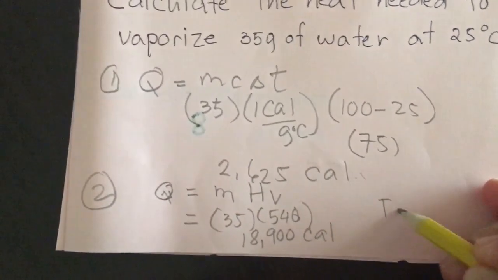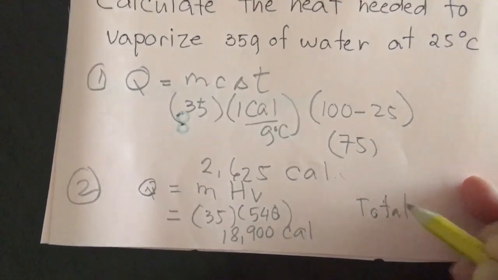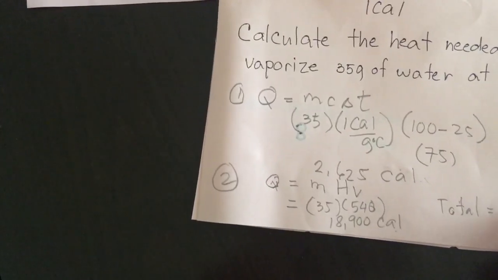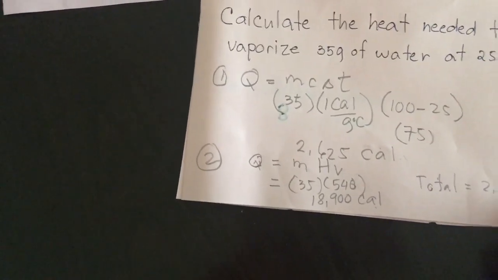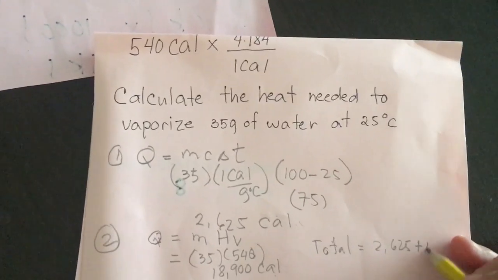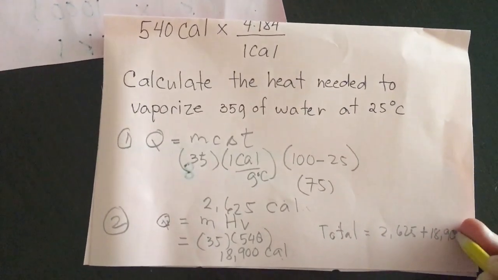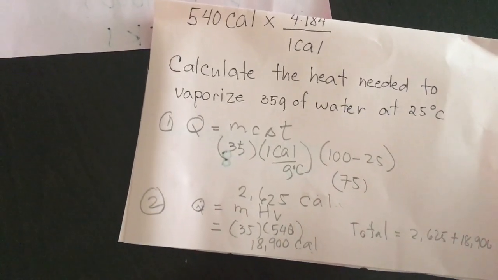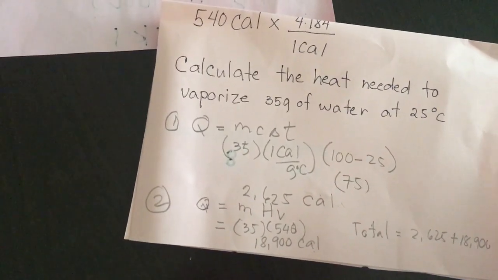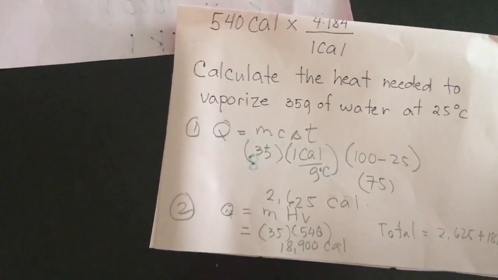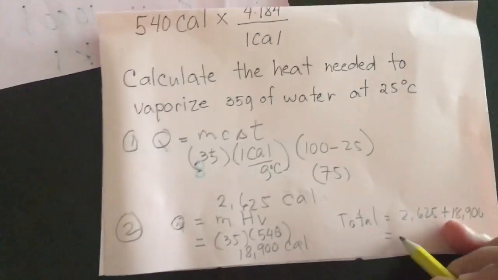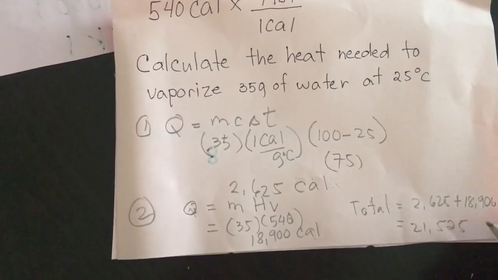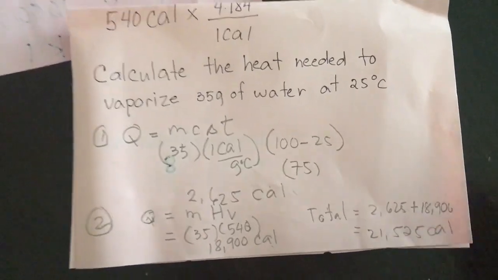Then we just simply add up our calories. So the total amount of heat needed here would be the combination of the two. That would be equal to 2,625 plus 18,900, which is equivalent to 21,525. So the total would be 21,525 calories.